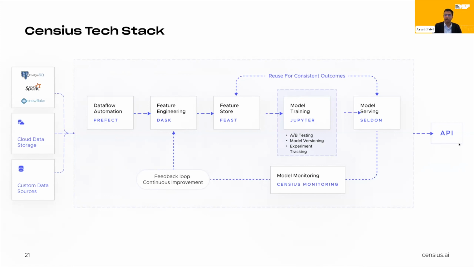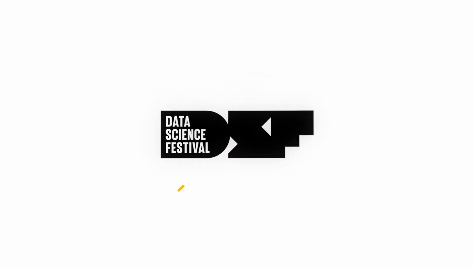Then model training using Jupyter and MLflow so that we can do A/B testing, model versioning, experiment tracking, serving them in a scalable fashion, and then collecting these monitoring pieces and having a continuous feedback loop that can drive improvements in a consistent way, so that we keep circling this loop, and then finally having an accessible endpoint for our users. So that's what an internally created system would look like, and this is what a complete tech stack for MLOps would look like.